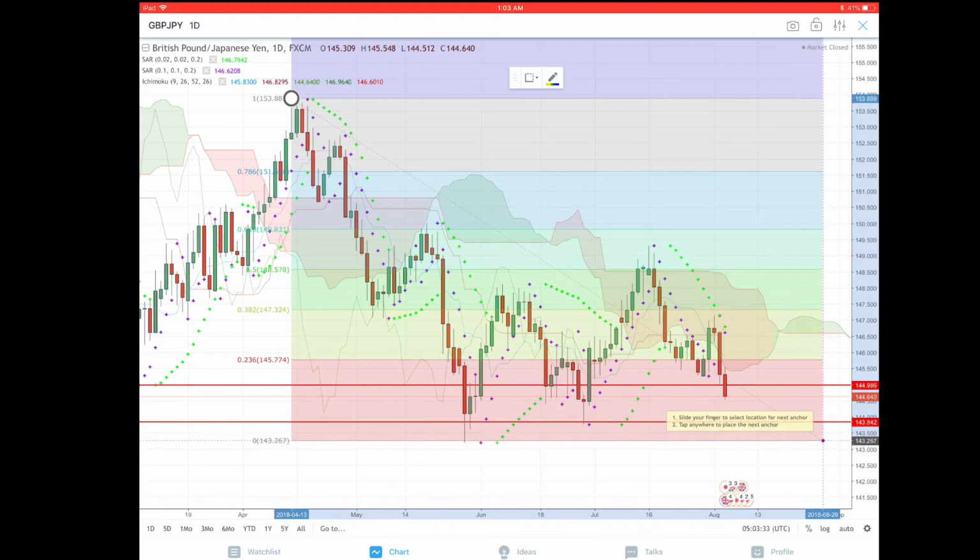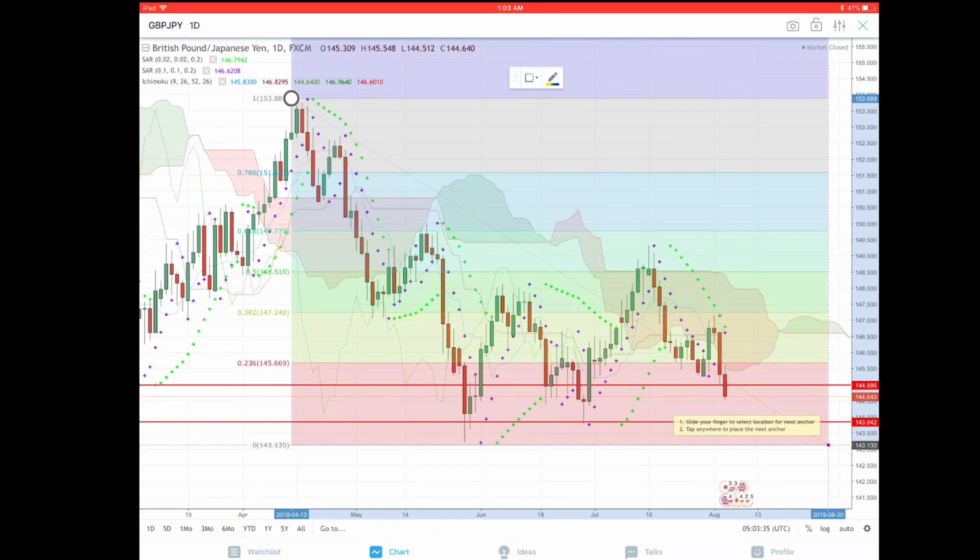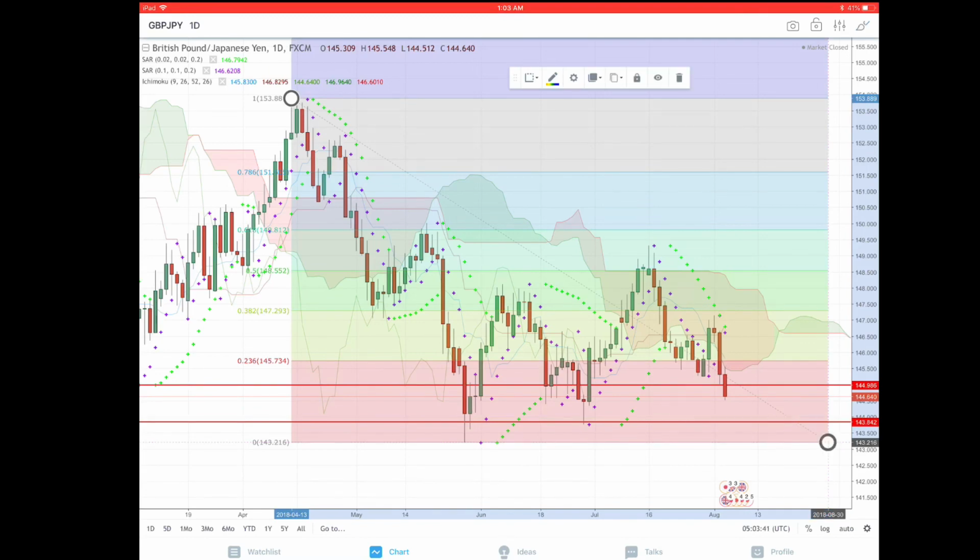Now, not only do I have my areas of support and resistance, but I have my Fibonacci areas marked off. So you can see where the price responds to these different areas of the Fibonacci, which are all highlighted by different colors.